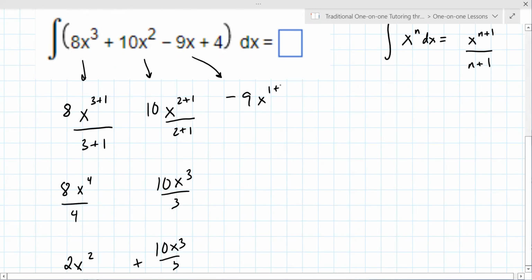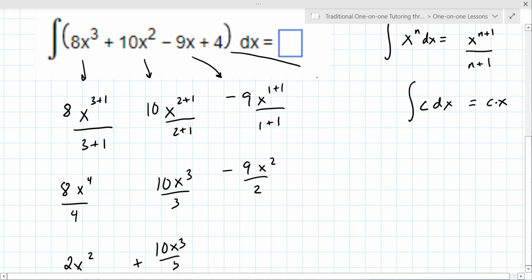You add 1 to the exponent, divide by the new exponent. So it becomes minus 9x squared over 2. And that doesn't reduce either. And then this last one, it's kind of one of those special ones where you have to have another rule here. If you take the integral of a constant, it always becomes that constant times x. So this last one becomes just 4x.